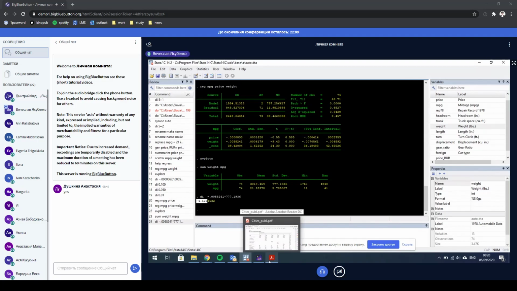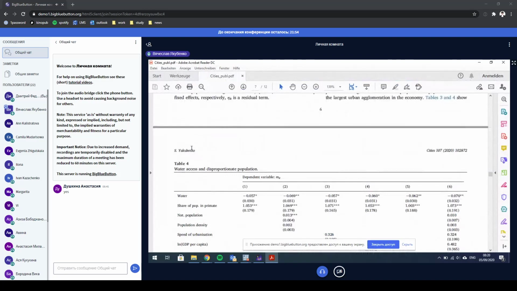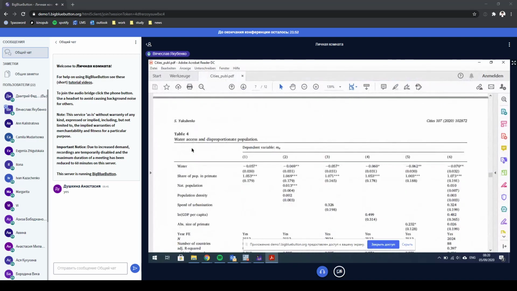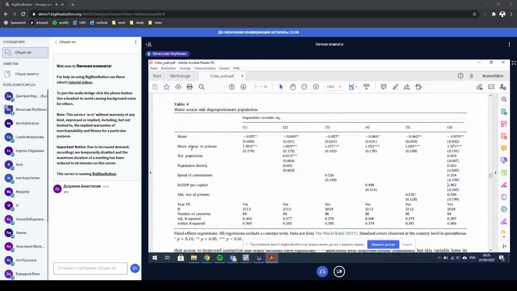All right, this is it about regression outputs. Now I show you the last thing, which is a published paper. I want to show you how regression tables look in journals, because sometimes I'll give you papers from journals to read.